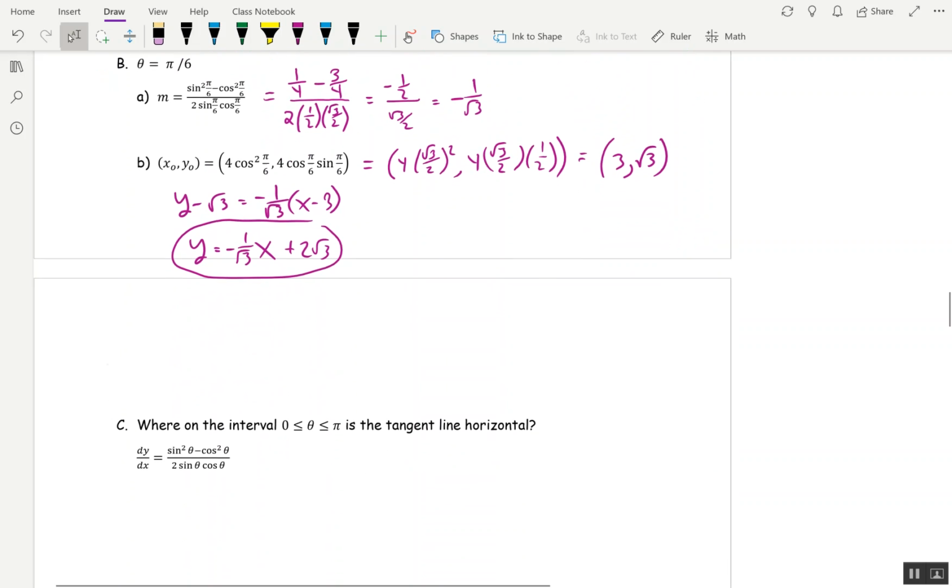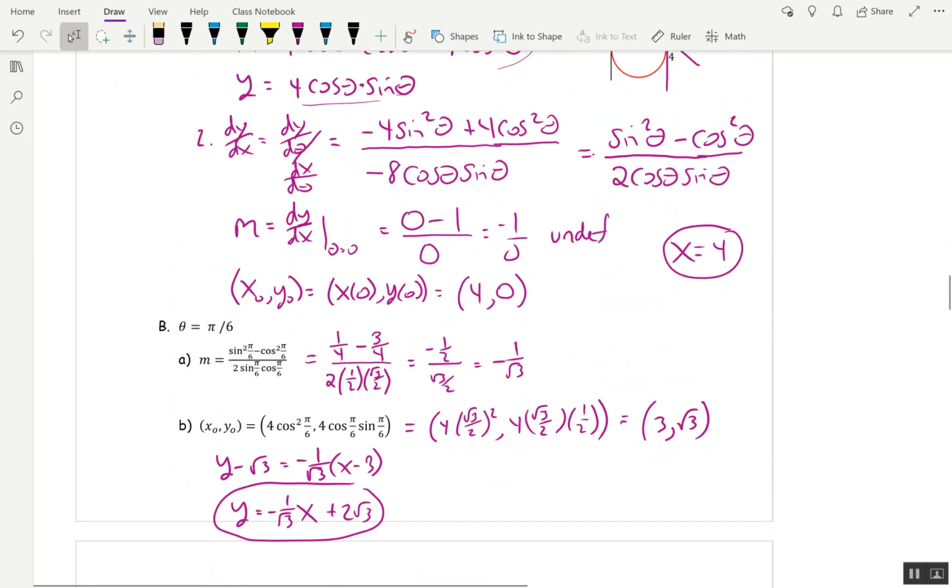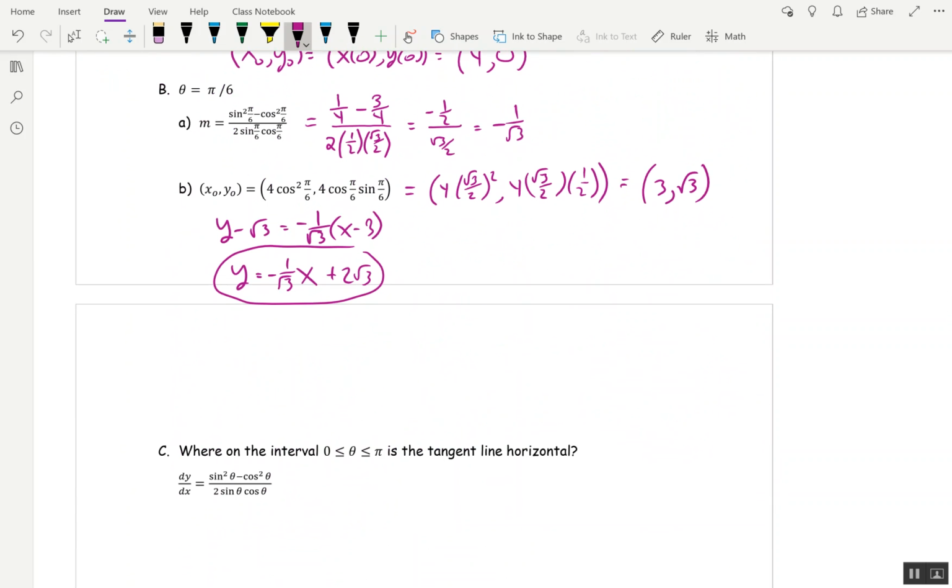Where on the interval from 0 to pi is the tangent line horizontal? I'm just going from 0 to pi because I remember the period is 0 to pi, so I get the whole circle from 0 to pi. It looks to me like we're going to find 2 values of theta because the tangent line is horizontal in 2 places.